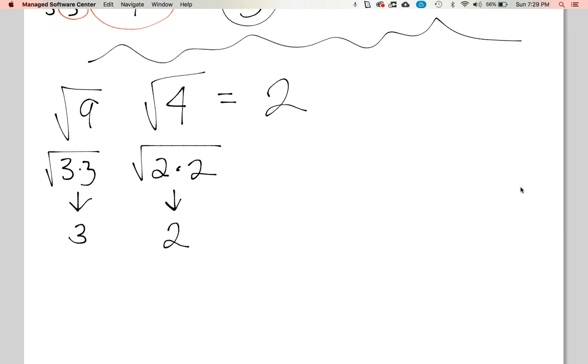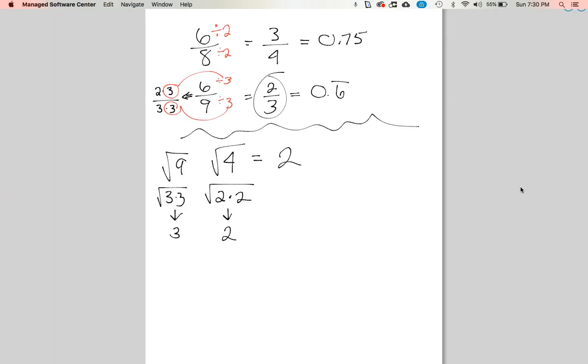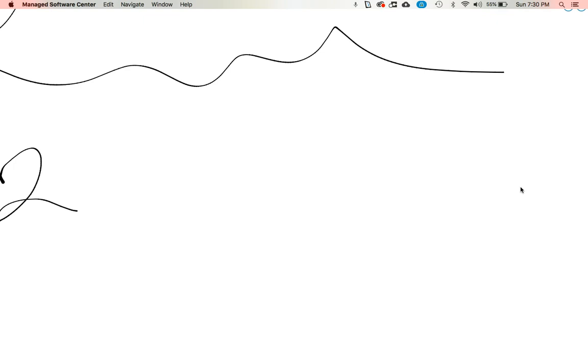Now most of us can just go from the square root of 9 to 3, square root of 4 to 2. Your goal is to be able to find these perfect squares inside of numbers that are not perfect squares. Just like up here, we are able to find these similar factors inside numbers that are not the same. So, is this a perfect square? No, because you don't have a number times itself that equals 8.